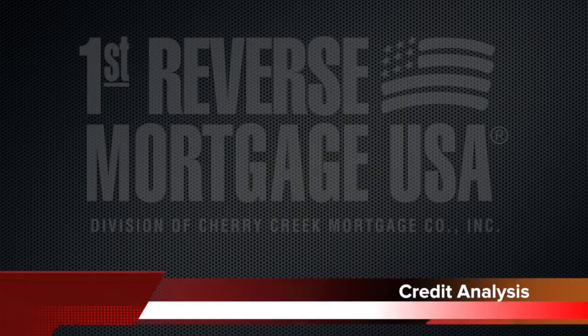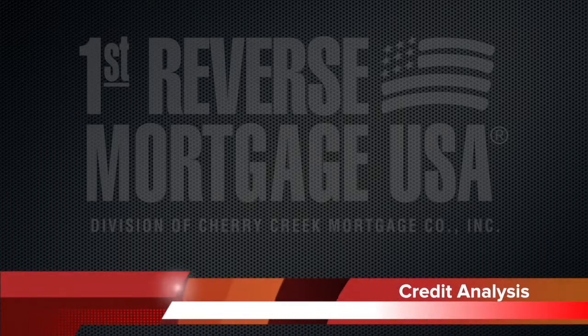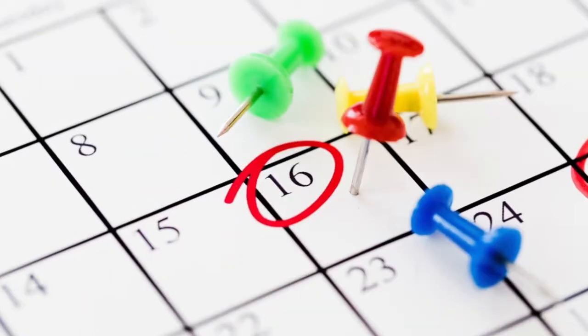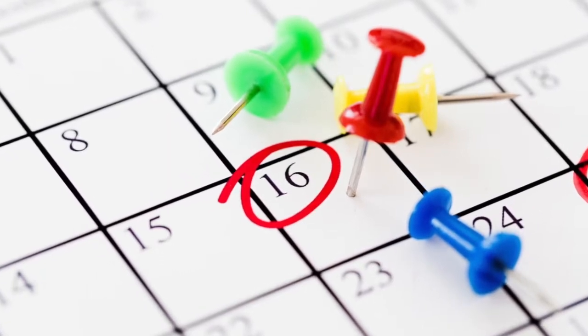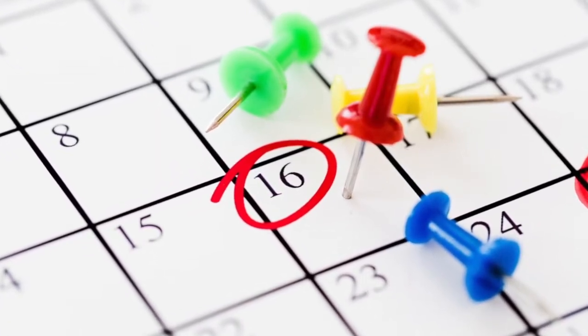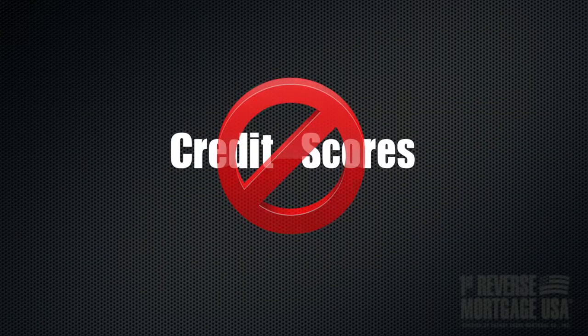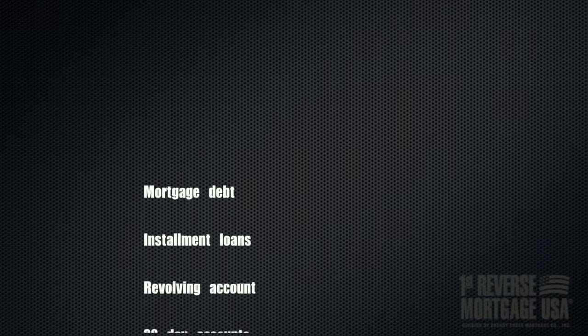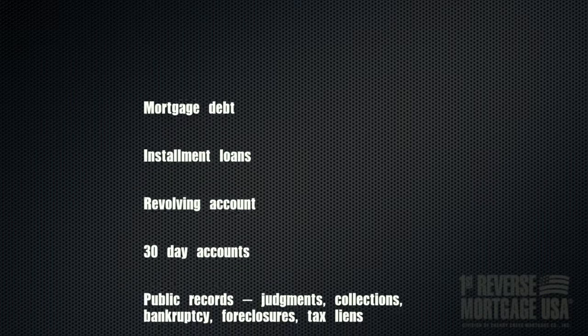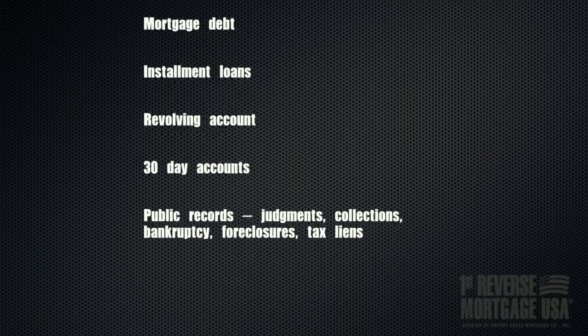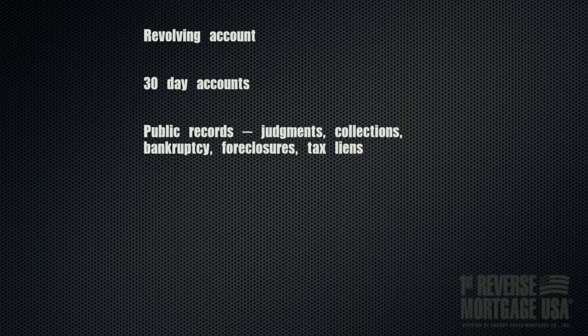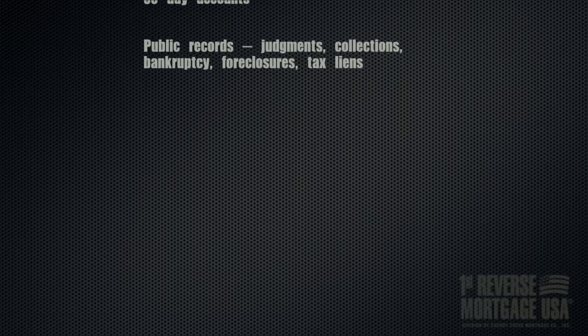The lender is to establish the borrower's willingness, as demonstrated on a tri-merged or RMCR report, as defined by HUD, to meet their financial obligations in a timely manner, including property charges. Credit scores are not required. The following will be reviewed to establish the borrower having an acceptable history of meeting their obligations: mortgage debt, installment loans, revolving accounts, 30-day accounts, and public records, including judgments, collections, bankruptcy, foreclosures, and tax liens.